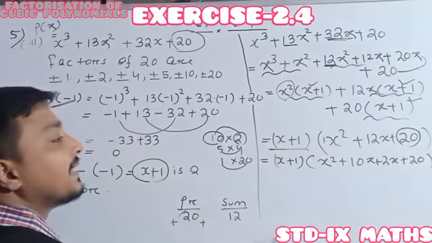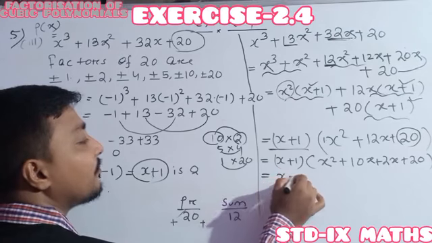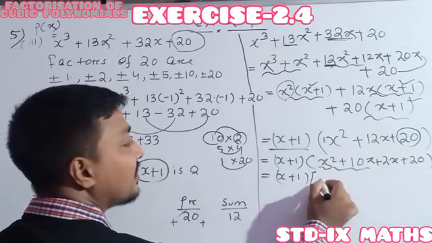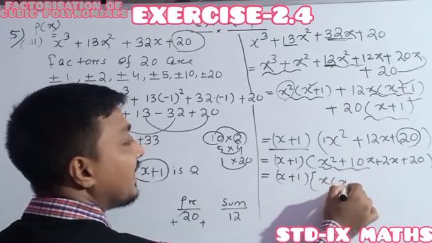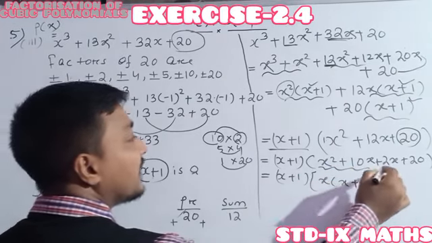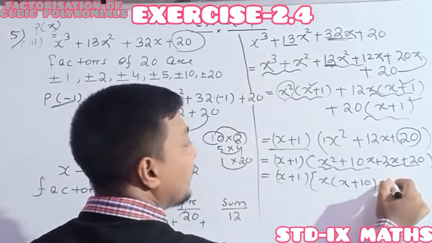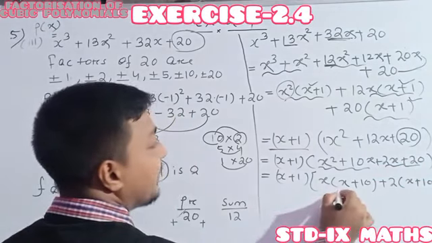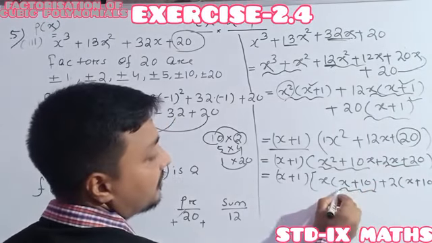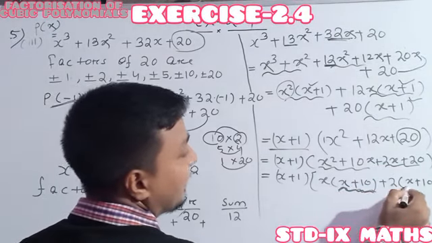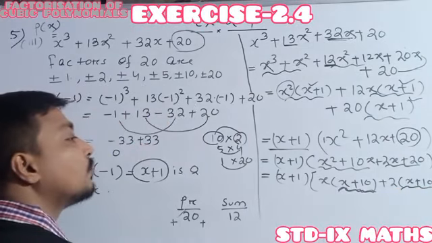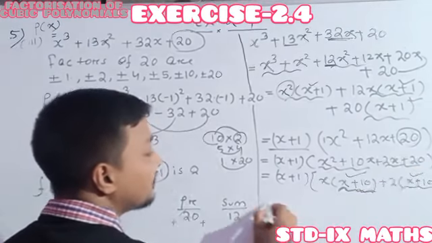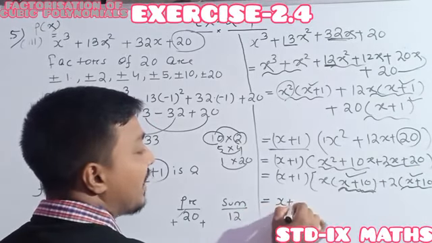Keep them within the bracket. Here it is x plus 1. From the first two terms I can take x as common, within the bracket x plus 10. From the other two I can take 2 as common, for which x plus 10. The quadratic polynomial is converted into two terms, and in the two terms a binomial is common, x plus 10.